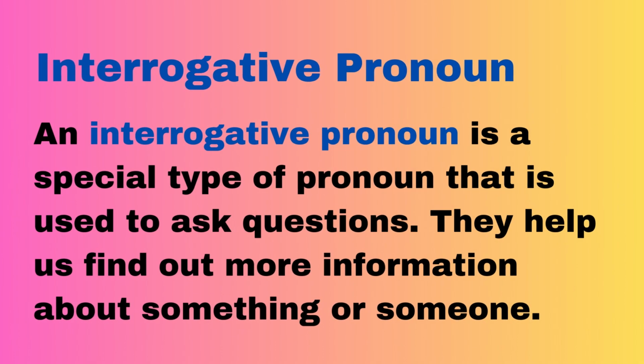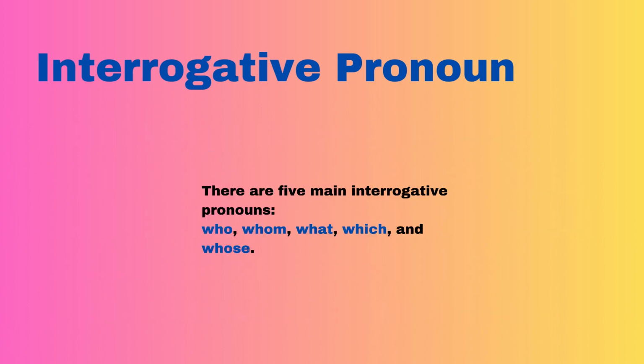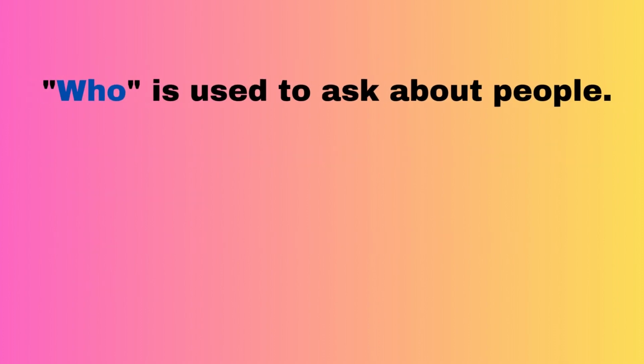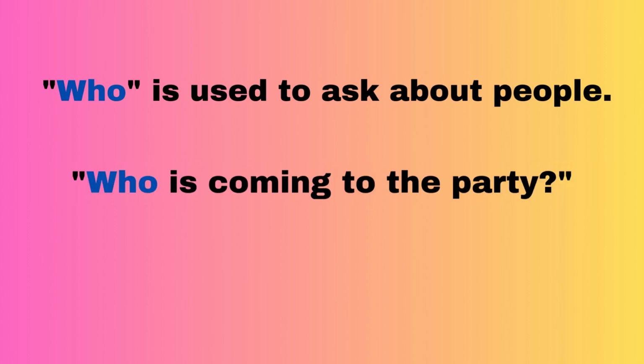Interrogative pronoun. An interrogative pronoun is a special type of pronoun that is used to ask questions. They help us find out more information about something or someone. There are 5 main interrogative pronouns: who, whom, what, which, and whose. Who is used to ask about people. For example, who is coming to the party?